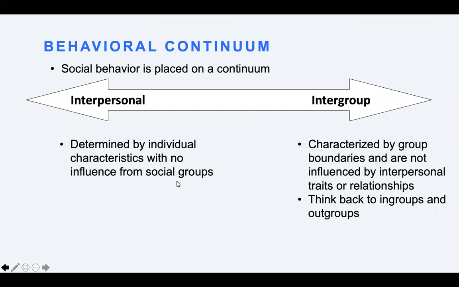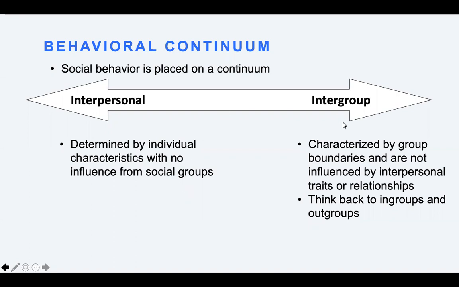Interpersonal communication is determined by individual characteristics with no influence from social groups. So interpersonal relationships, that's what you discuss in Comms 244. And that means that our social groups, our culture, our religion, all of those cultural groups play no role in your communication and your relationships.